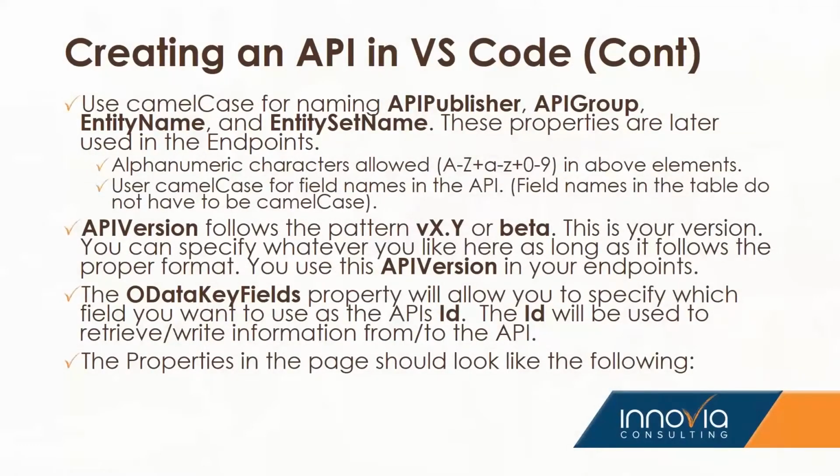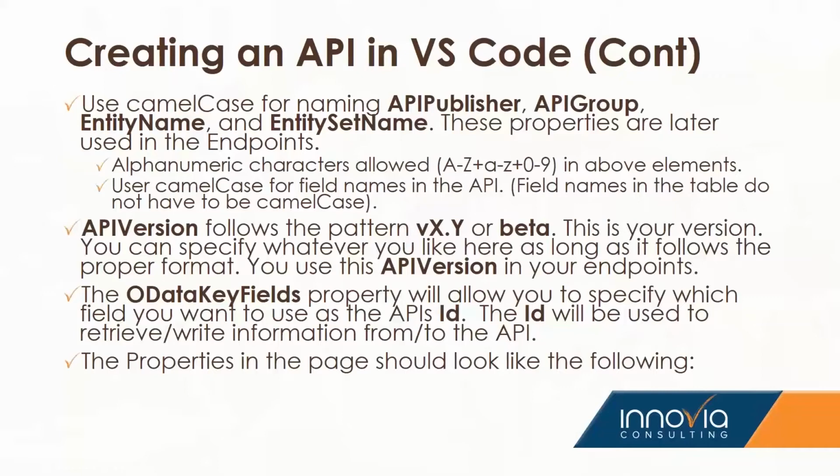In a little bit. You want to use camel case for the naming for your fields. And when you're creating your custom API, you want to add the properties API publisher, API group, entity name, entity set name. These are used by the framework to find your APIs. You'll need to enter those. They'll be part of the URL.